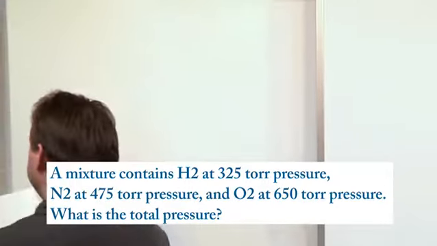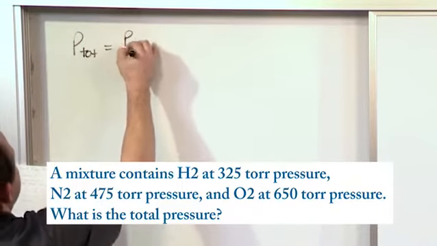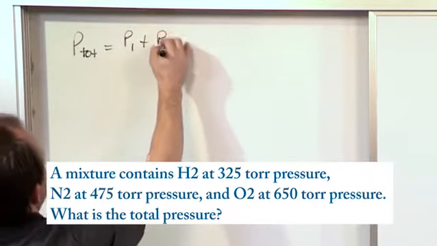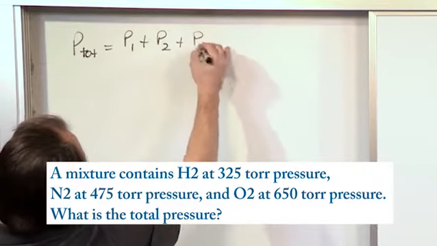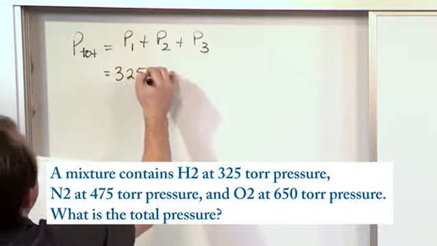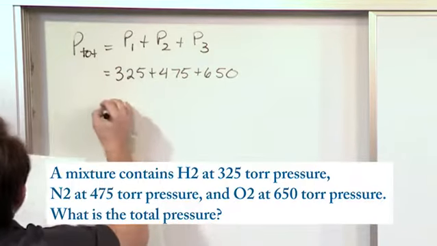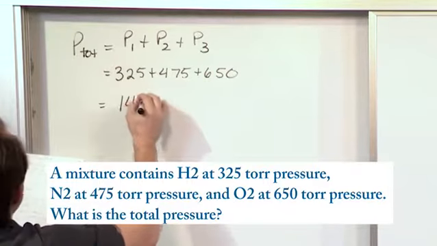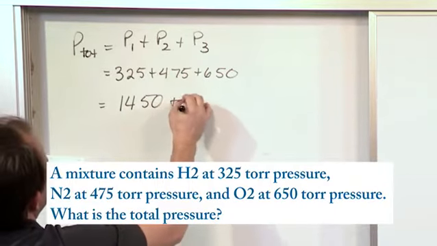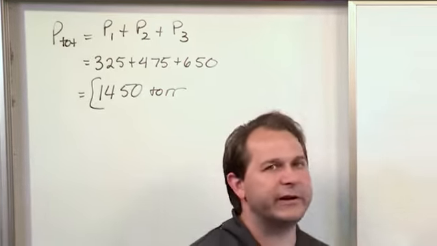So the total pressure of the system, P total, is basically the partial pressure of gas 1 plus the partial pressure of gas 2 plus the partial pressure of gas 3, and all three of these are given to us. So 325 plus 475 plus 650. And when you add all these together, you get 1,450 torr. And that is the answer. So again, very trivial, but it's illustrating what a partial pressure is. So I think it's important for you to see problems of all types.